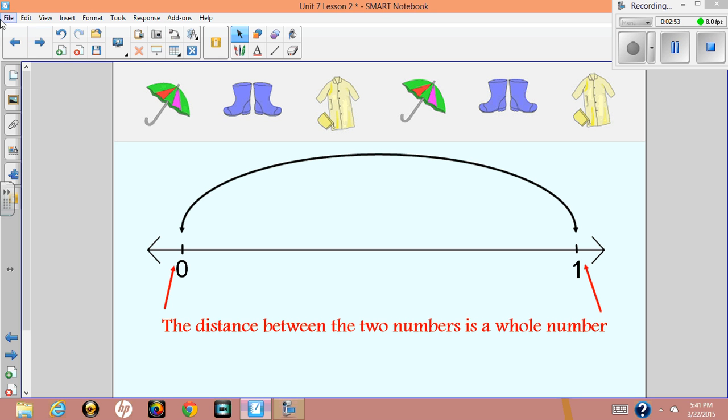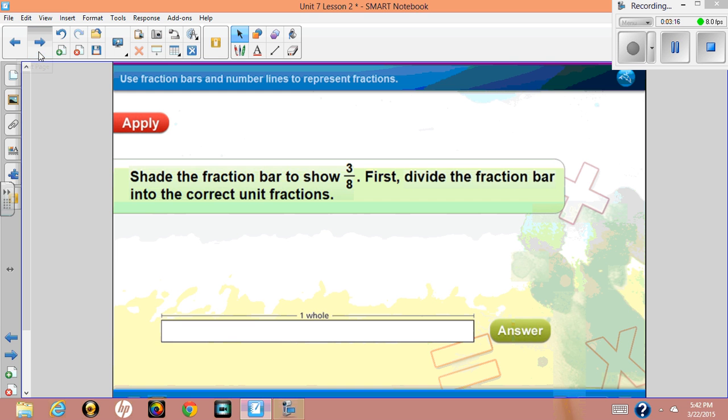So if you look at a number line, now I've stretched this out quite a bit, but here's our 0, and here is a 1. And this area between 0 and 1, this is our whole number. When we see 0 to 1, it represents the entire number on the number line.